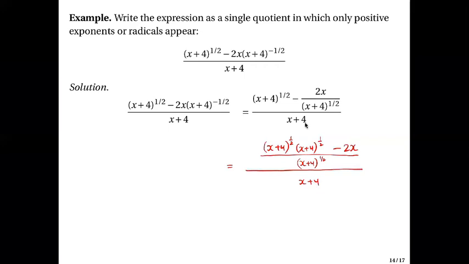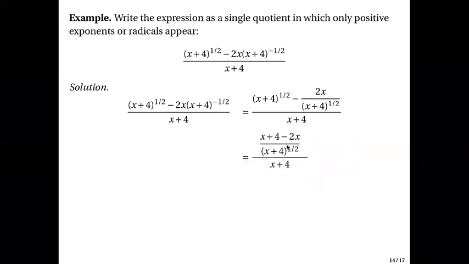Correct? So remember, addition or subtraction of fractions or rational expressions. Here, x plus 4 raised to 1 half times x plus 4 raised to 1 half is equal to x plus 4 raised to 1 half squared, or simply x plus 4. And then you will have minus 2x there. So the simplified version will be x plus 4 minus 2x all over x plus 4 raised to 1 half, and then everything all over x plus 4.